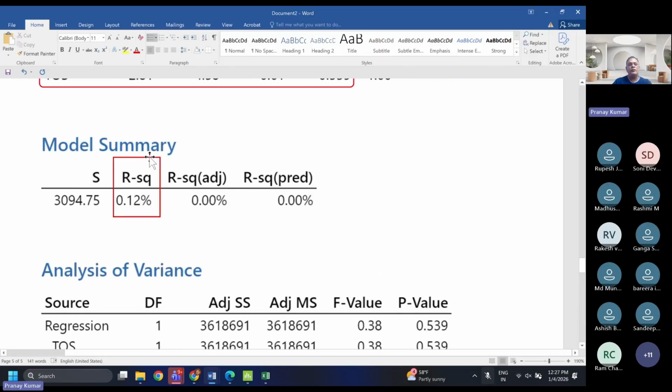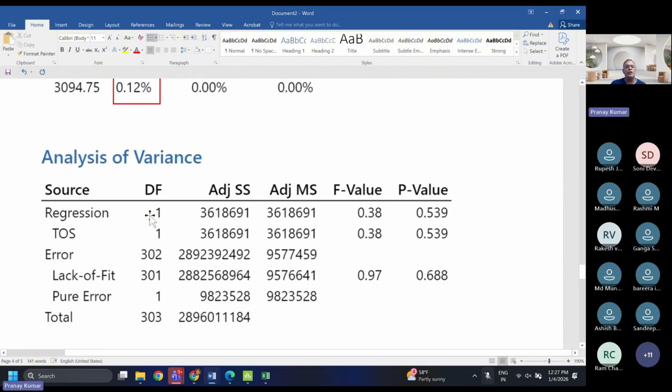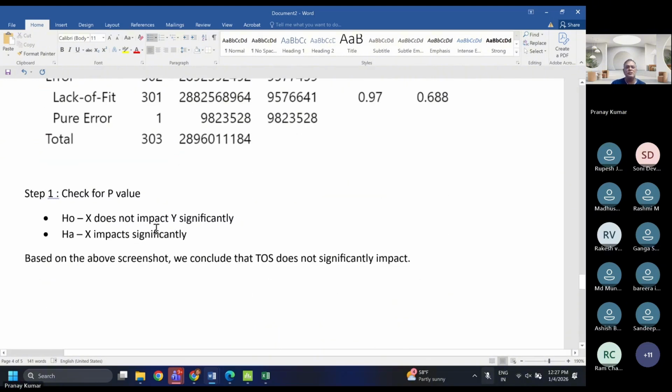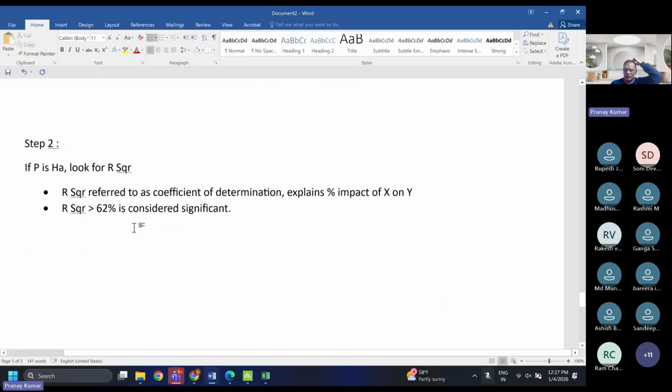Let's look at our value. What is our R square? Less than 1%, 0.12. Yes, everyone? So you can conclude in your test that there's no significant impact of the factor.